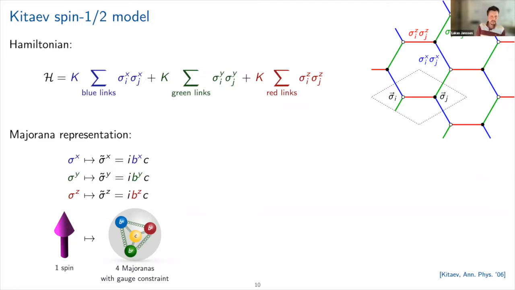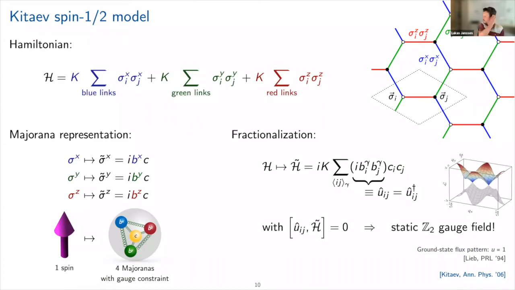Basically, if you plug these into the Hamiltonian, then because you had bilinears in terms of sigmas, now you get quartic terms in terms of these Majorana operators. This does not yet look more simple. However, you can combine two of these operators in a new variable called U. And this new variable, again, is a Hermitian operator, and you can show that it squares to one.